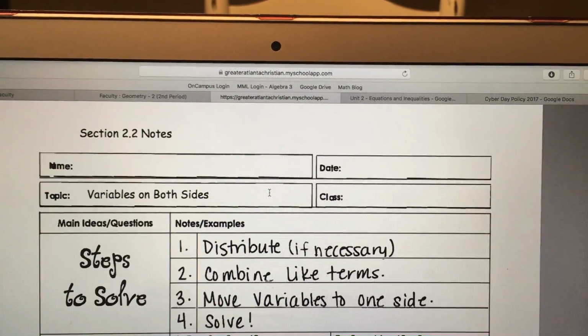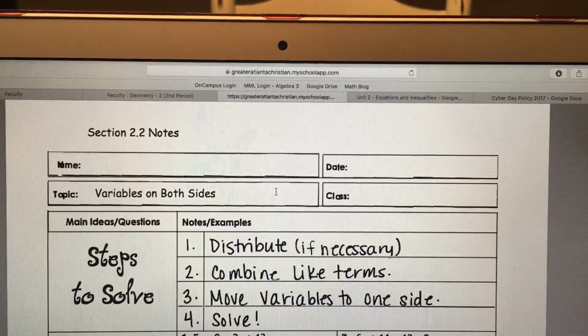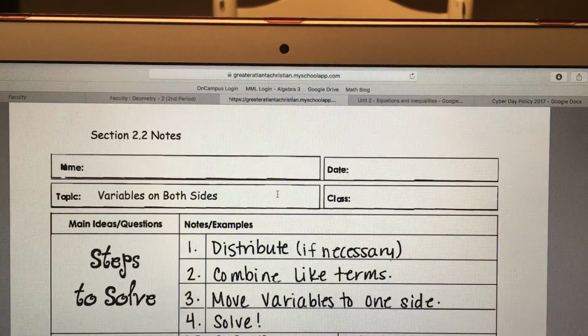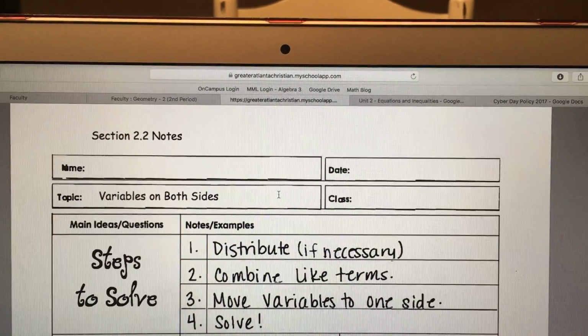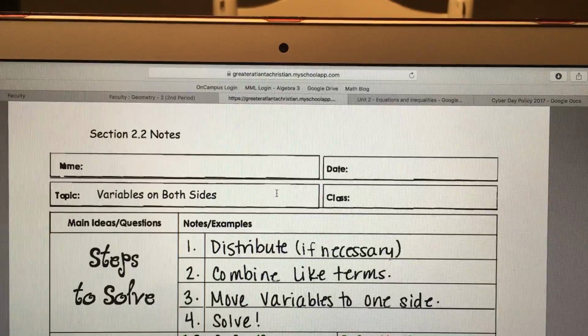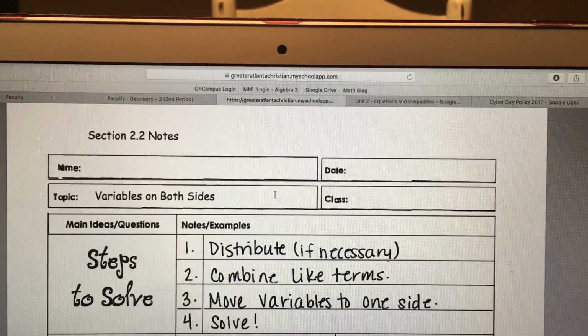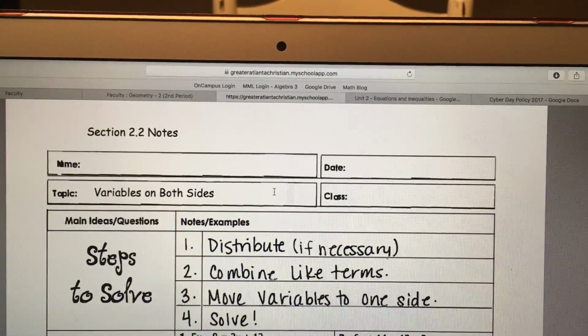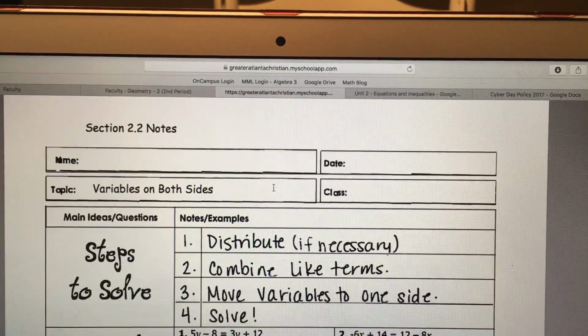So, please get out your Section 2.2 notes. Notice the steps to solve variables on both sides of an equation. So this is Section 2.2.